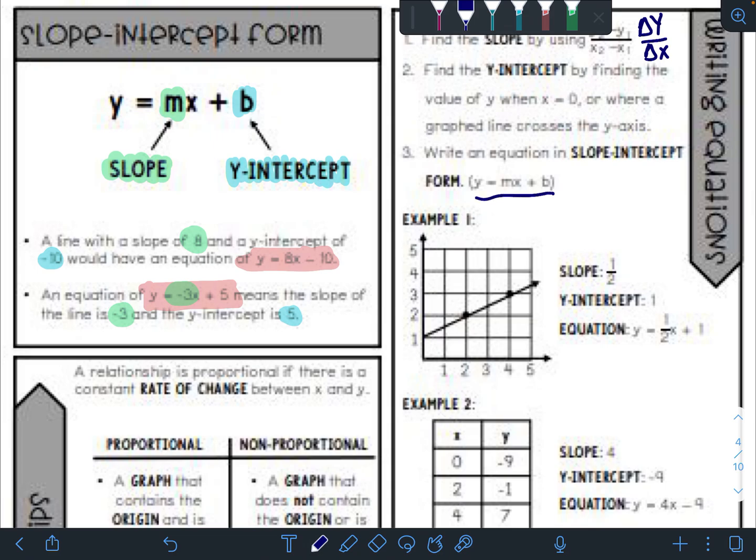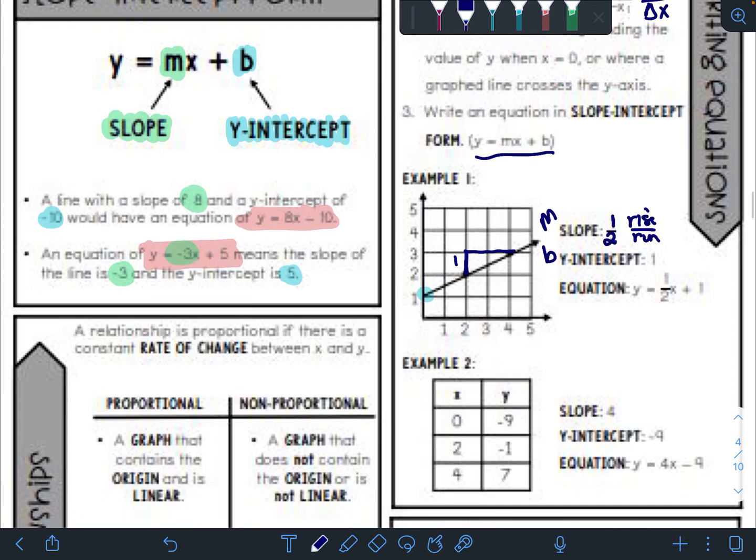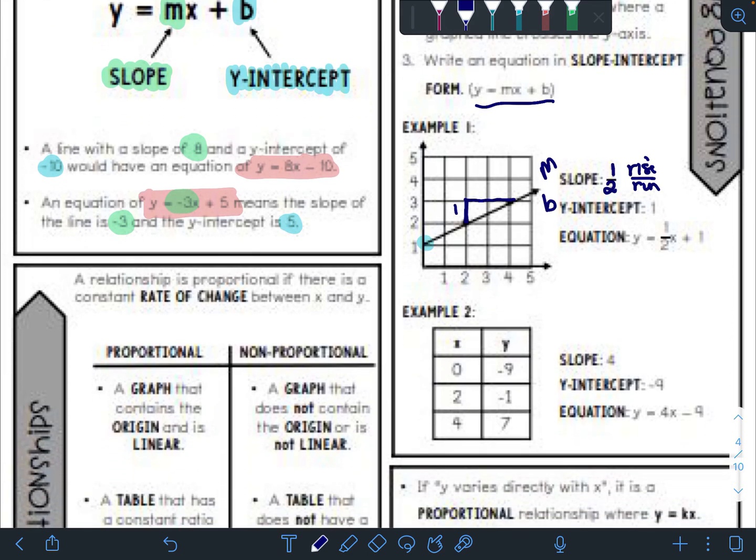And you can always write your equation in y equals mx plus b form like we did up there at the top. So on this one here, if I do my rise over run, I rise 1, that's where you get your 1 here, and I run 2. Then my y-intercept is right here where it crosses the y-axis. So your slope is your m, your y-intercept is your b, and that's how you get that 1/2 x plus 1. For example 2, with a table, you would have to do your change in y over here, which would be 8, and your change in x, which would be 2.